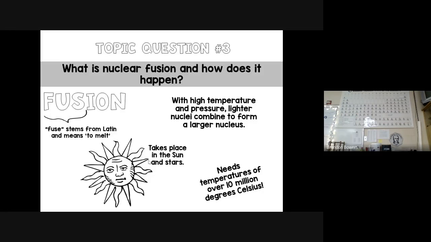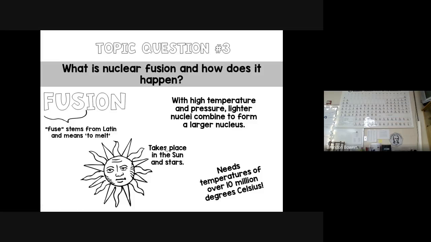Okay? Because with high temperature and pressure, we need high temperature and pressure, lighter nuclei combine to form a larger nucleus. So fusion, one way to think about it, is two things fusing together. It's as easy as that. However, fission is just the opposite, it breaks apart.